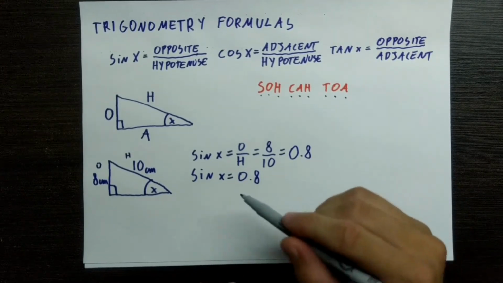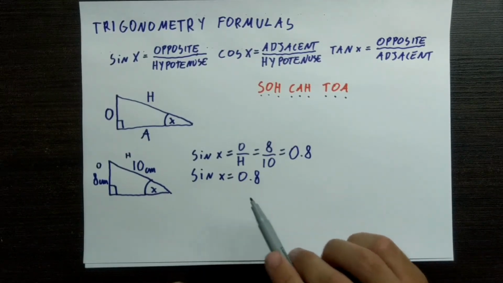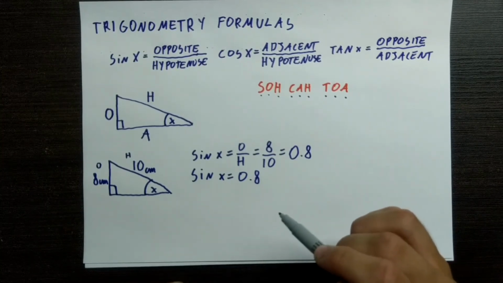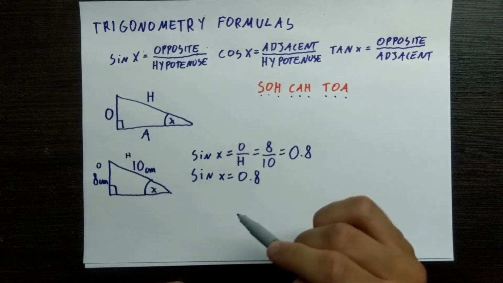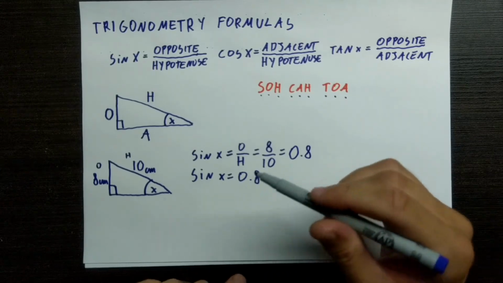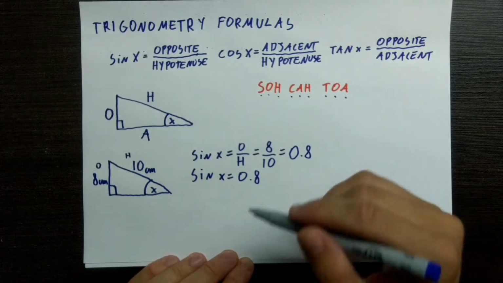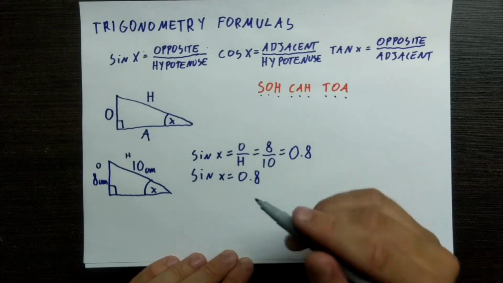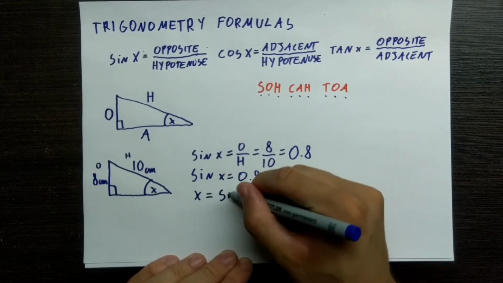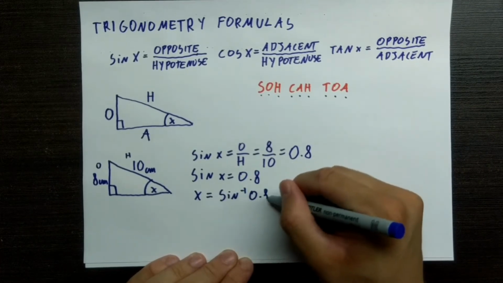So how do we work out the angle? Well, once we get to this point where we know what sine x is equal to, we now need to reverse it. How do we reverse it? Well, we use the inverse of sine, and you will find this on your calculator. You might have to press the shift or the secondary button in order to access it, but in order to find x, it is equal to sine to the power of minus 1, the inverse sine of 0.8.